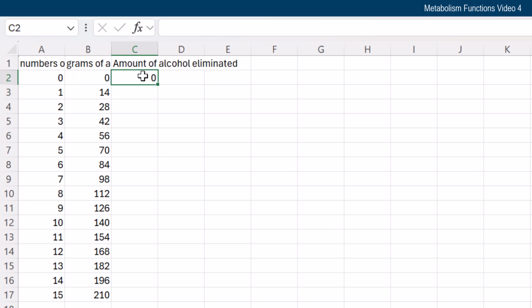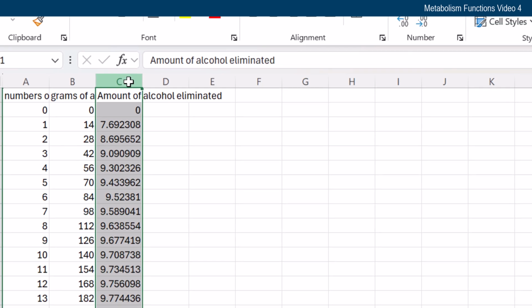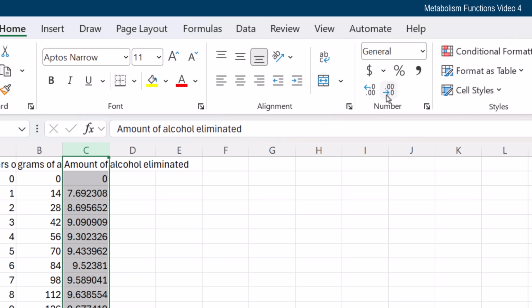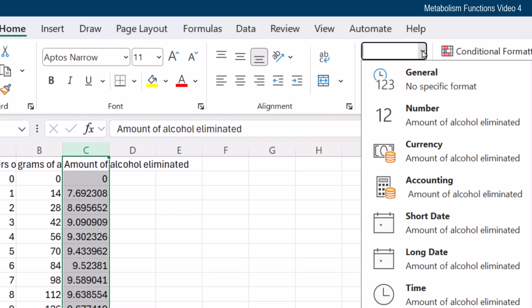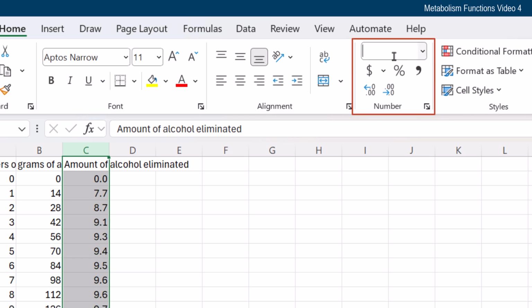And of course, that number should make sense because if you don't have any alcohol in your system, you should not have burned any alcohol. Okay, I'm going to go ahead and scroll this formula down. Okay, and right now we have a lot of decimals there. Let's go ahead and change this to number, and we can even go down to just 1 decimal. So to do that, I changed this to number and then moved 1 decimal smaller.